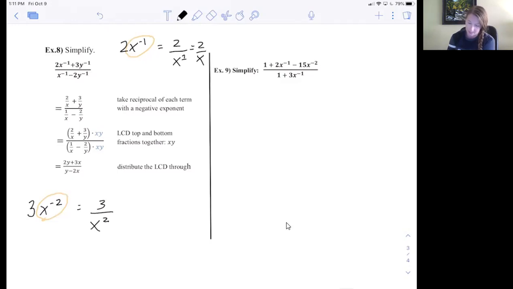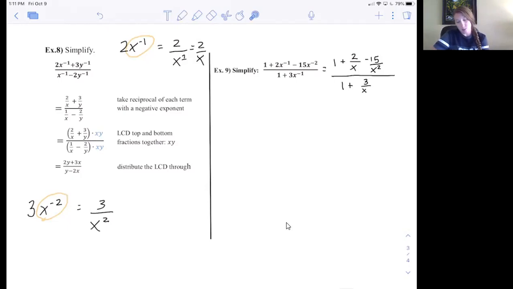I'm going to do example 9. So I'm just going to rewrite this. I've got 1 plus 2, and that x is going to move to the bottom. So I have 2 over x minus 15, and same thing, that x goes to the bottom, so over x squared. And then down here I have 1 plus 3, and now I know that x is going to go to the bottom. Okay, now that I've done that, I need to find the LCD.